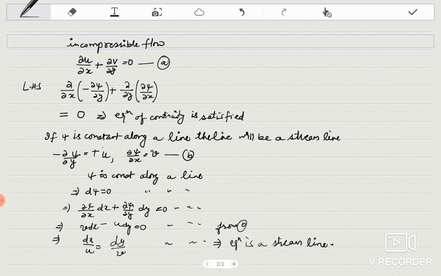So we have proved that if we have a streamline, we may define a function psi, which is a stream function, which is constant along the line. And conversely, we have proved that if psi exists with the relations with u and v, and if psi is constant along a line, then that line will be a streamline. Other characteristics of the stream function I have told you earlier. One more thing is that this stream function is also known as the current function. Current function is another name for stream function.